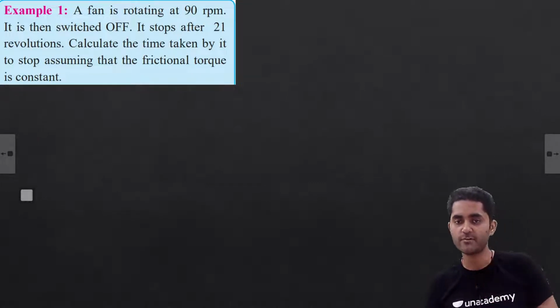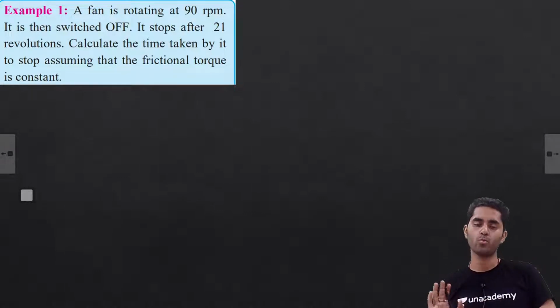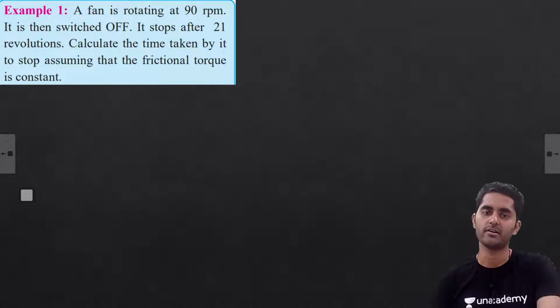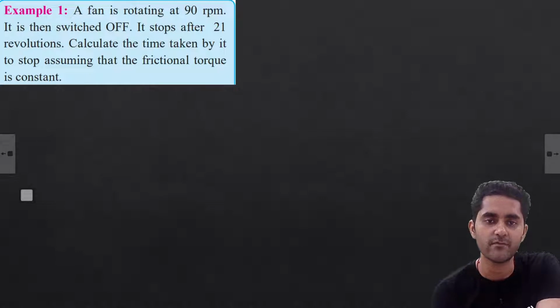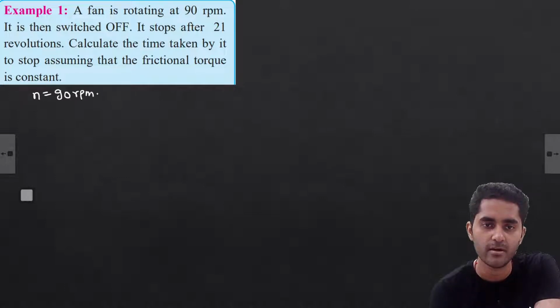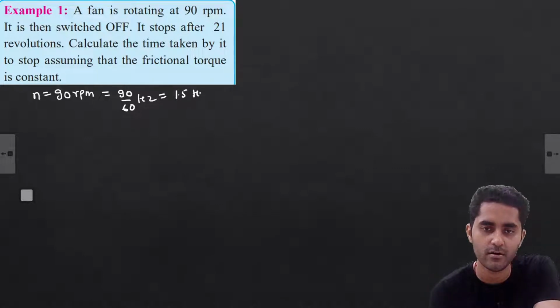But that equation which we used, we only used one equation. So that is the only difference. So I'll use the third equation. See, we had already calculated the frequency was 90 rpm. We had just converted it, 90 upon 60 hertz, and that is equal to 1.5 hertz. Then we had theta is equal to 21 revolutions, 21 into 2 pi, that is equal to 42 pi.